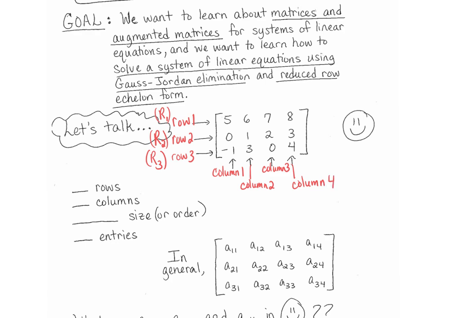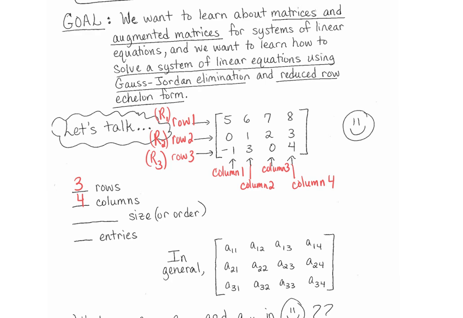Now, in this matrix, how many rows do we have? 3. How many columns do we have? 4. So we say that the size, I say size, your book says order. Some people say dimension. Your book says what? I say size. Your book says order. So if you hear me say size, I mean order. If you hear me say order, I mean size, right?